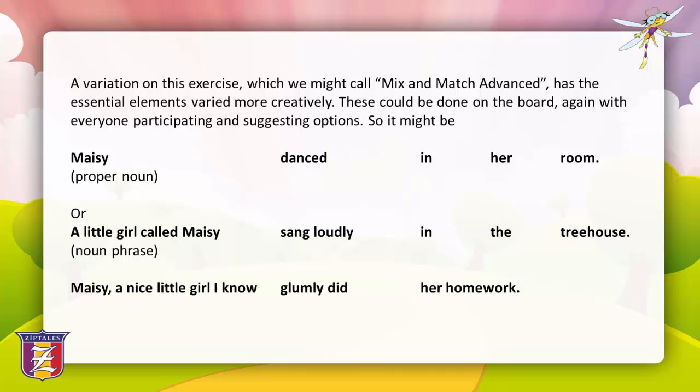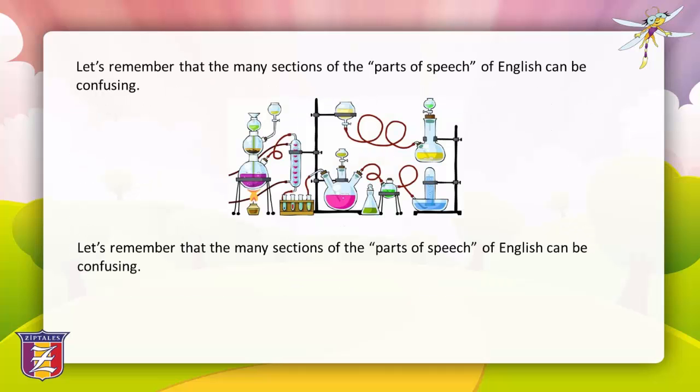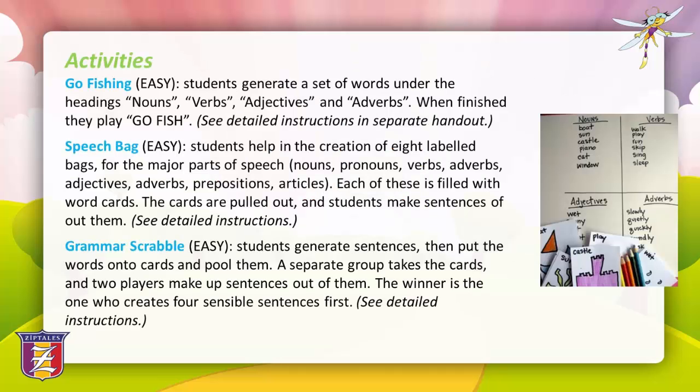The goal is to gradually strengthen children's grasp of the key terms, the parts of speech, while seeing that even these basics can be endlessly changed. It's designed to take the fear out of the meta-language, Maisie being a proper noun, and linking each term with the actual words. Let's remember that the many sections of the parts of speech of English can be confusing, scary, but by keeping to the basics you can achieve a lot. Here are the first set of grammar games and some useful setup lessons on Ziptales.